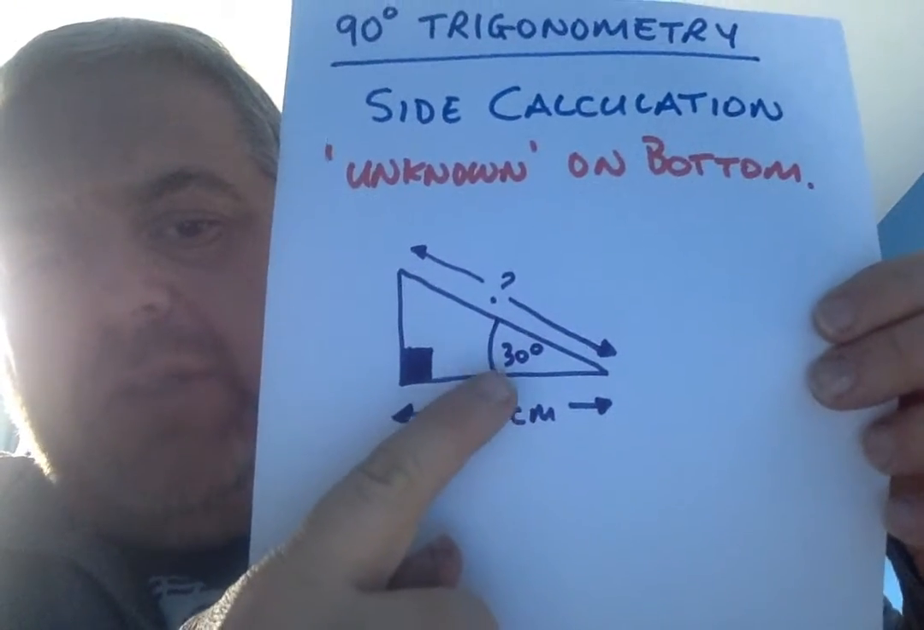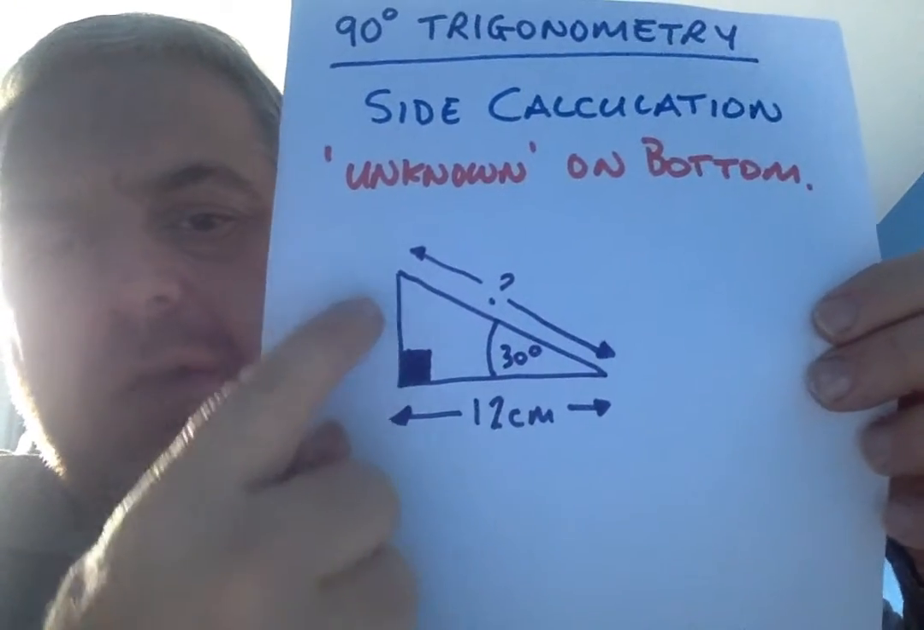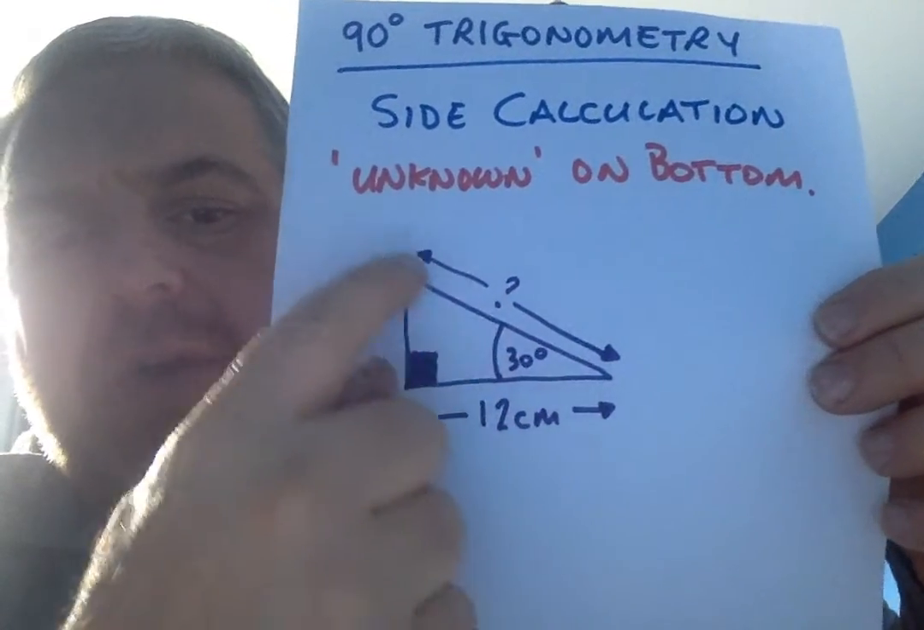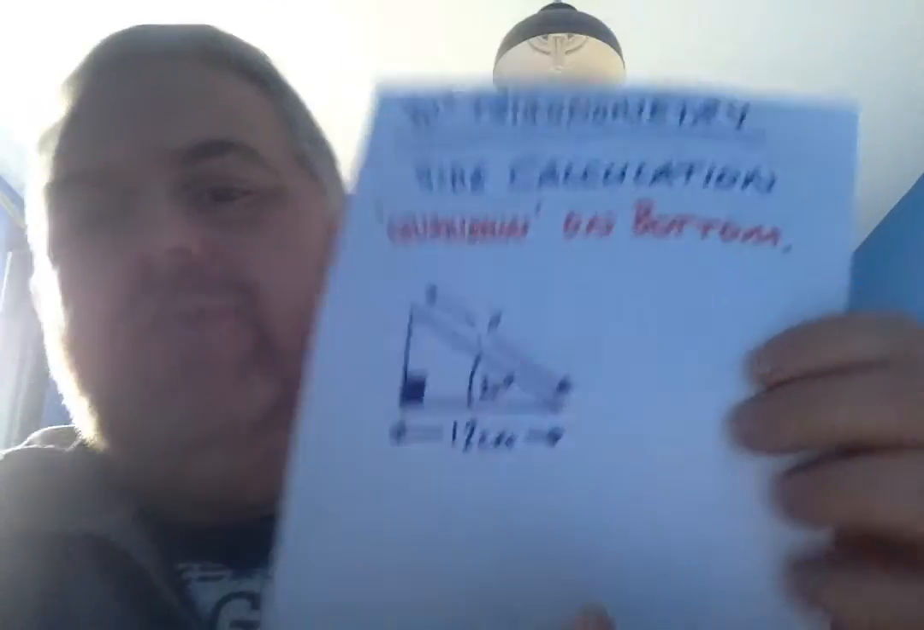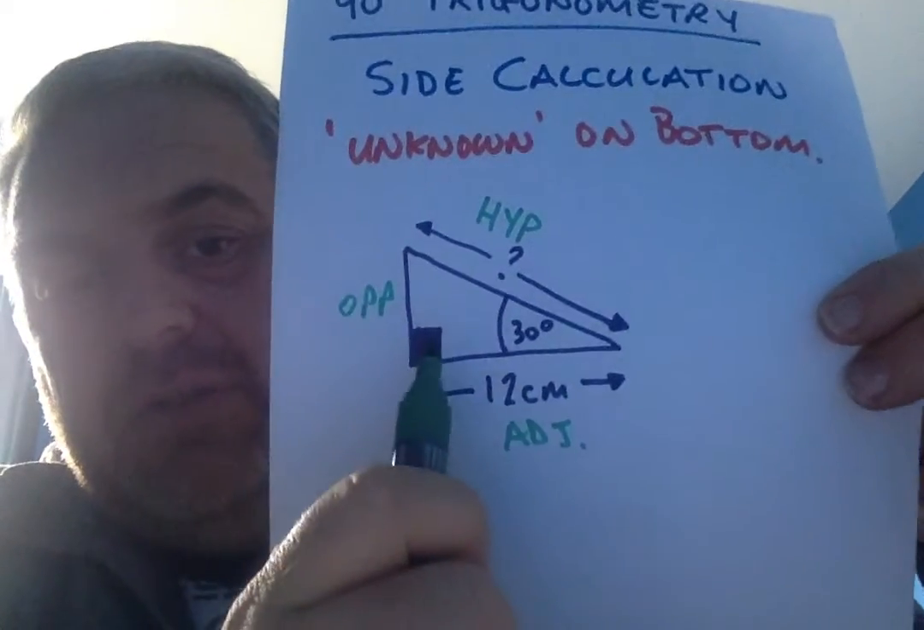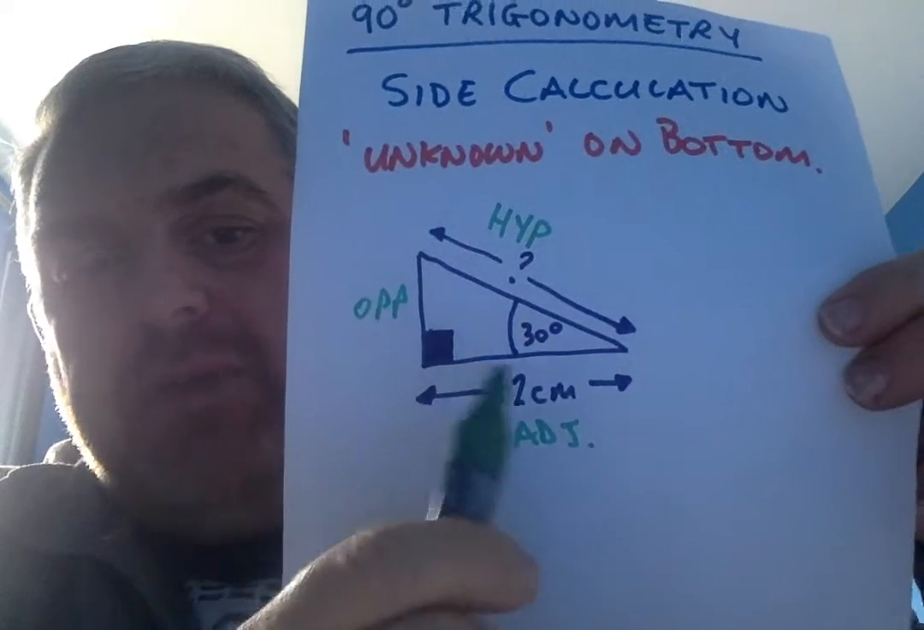So here's the question. 30-degree right angle triangle, a missing length that I've called the question mark, and a given side of 12 centimetres. I'm going to do exactly the same as I did before. I'm going to label up my three sides as hypotenuse, away from the angle as my opposite, and at the side of the angle as my adjacent. Exactly the same as before.